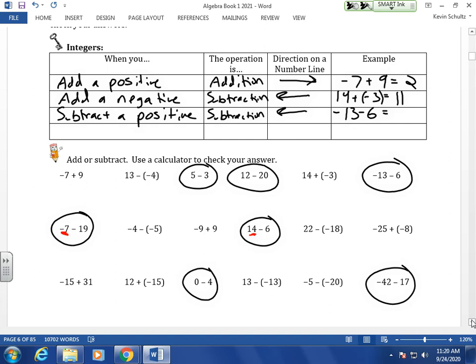Negative 19. If you're thinking negative 7, you went the wrong direction. You went 6 to the right, right? Negative 13 is where we're starting. We're going to the left 6 more. That ends at negative 19. Negative 19. And then finally, subtracting a negative.